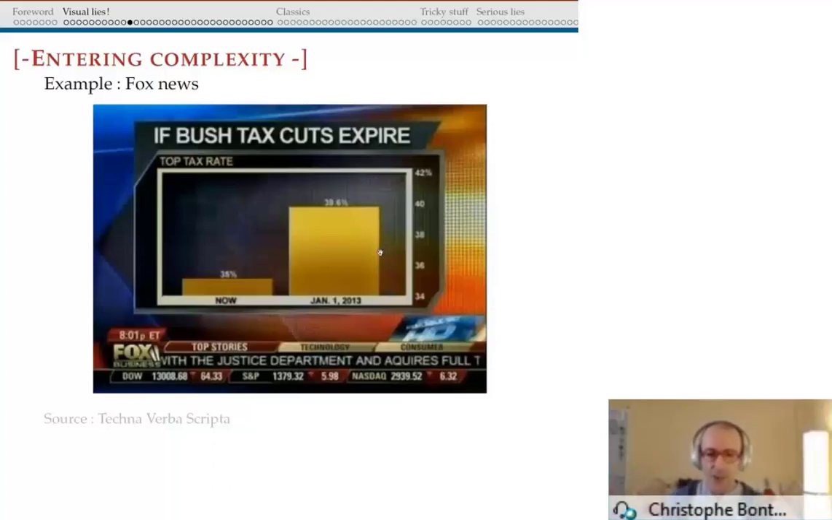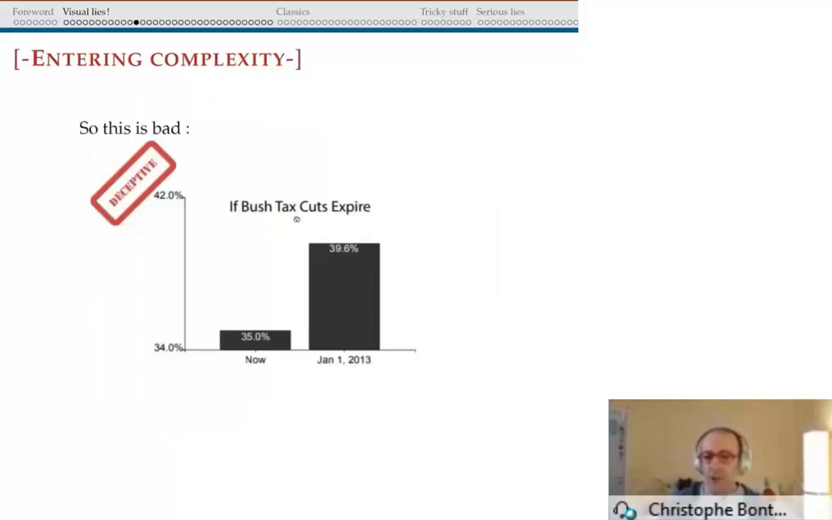That is people working at Fox, for example, where you have here the top tax rate now and in January, whatever year. Here it's 35, you probably cannot read. And here it's 39. The difference between 35 and 39 is certainly not that big, because you started at 34 on the scale. So this example has led to a paper that I will present very briefly right now. So here are the data, exactly the same that you have just seen.